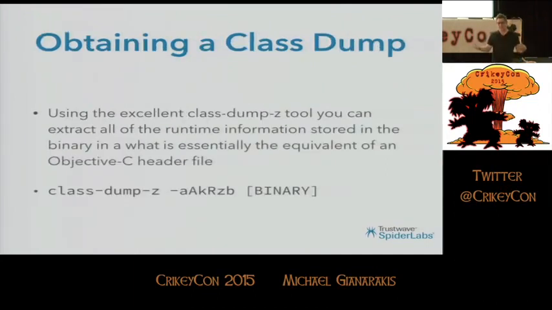So, obtaining a class dump. As I mentioned, the binary stores a whole bunch of runtime information: methods, instance variables, things like that. With the class-dump-z tool, you can output what is essentially the equivalent of an Objective-C header file. So that's the command there. Those options are just formatting options, things that I like. You don't need them, but they put things in alphabetical order, sort the class methods before the instance methods, things like that. And then go to the binary.